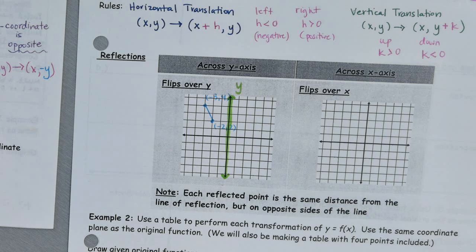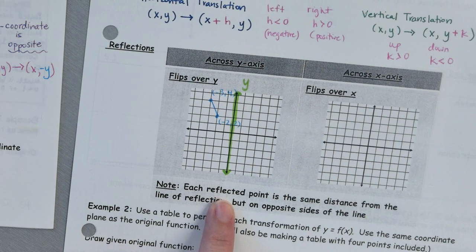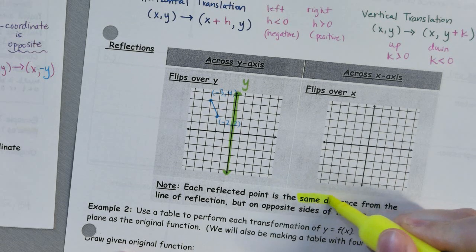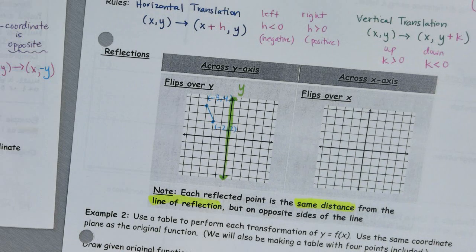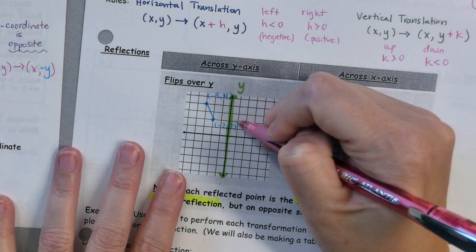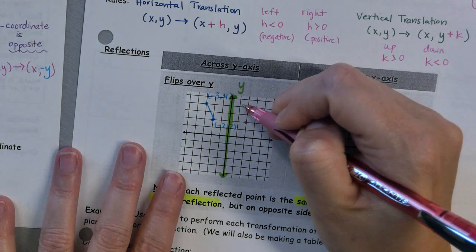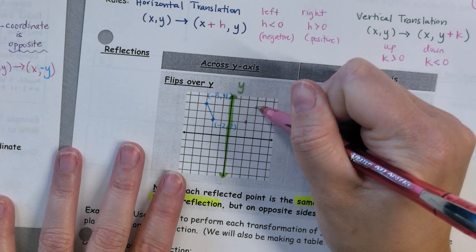Okay, and some of you might have used this to help you graph it. Each reflected point is the same distance from that line of reflection. Because I could see some of you counting, that's great. This is 1, 2, so then you just went 1, 2 in the opposite direction. This was 1, 2, 3, so then we went 1, 2, 3. That's excellent.